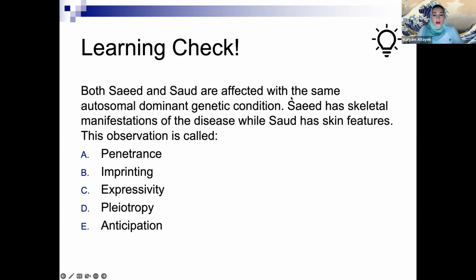Exactly. Okay. So another question: both Saeed and Saud are affected with the same autosomal dominant genetic condition. Saeed has skeletal manifestations of the disease, while Saud has skin features. This observation is called? Pleiotropy. Exactly. So this is what we call pleiotropy. And just keep in mind that what we're talking about with penetrance and these things, we're mostly talking about autosomal dominant conditions. Okay. So, all right.